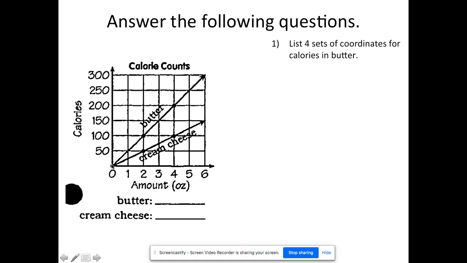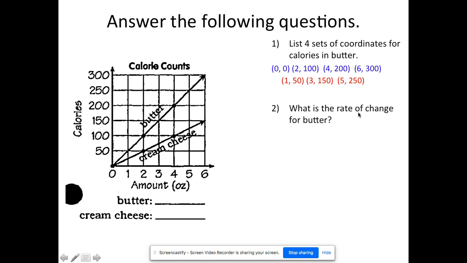So we have 0, 0. I don't see a dot there, but I do see a dot here at 2, 100. I see a dot here at 4, 200. I don't see a dot here, but I do see a dot here at 6, 300. So I'm going to do those. You can also ascertain that there is one here at 1 and 50, 3, 150, and 5 and 250.